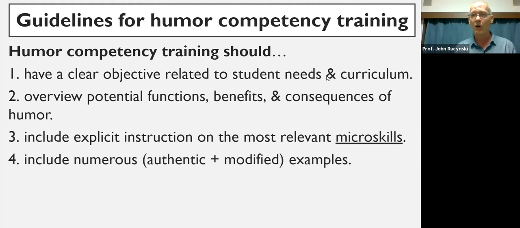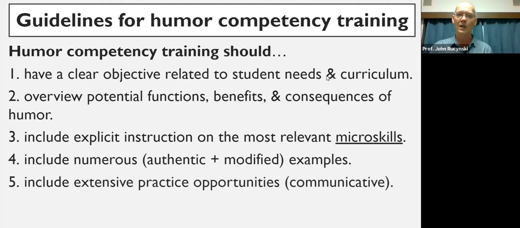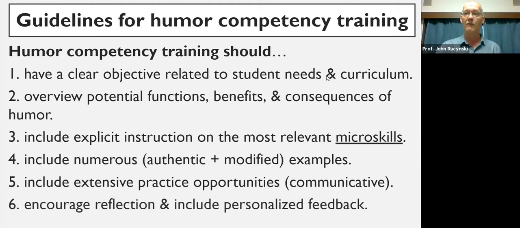Giving lots of examples, authentic when possible, but authentic is often too difficult. So many types of humor are very easy to modify. And again, I'll show examples of that later. And again, making it communicative. If the teacher's just lecturing, this is how humor is used in England, in America, it becomes a bit dry. So we want to give students practice opportunities, and then also give them feedback. If they're trying to produce humor, for example, we could say whether it's appropriate, whether it's accurate, whether it's funny. So these are six guidelines we came up with.